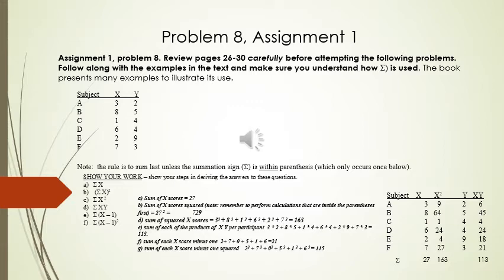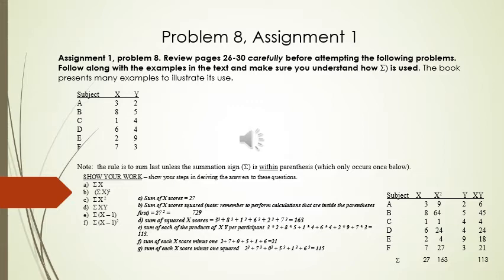Okay, so let's look at B. That is the sum of x, in parentheses, squared. That's telling you to sum the x scores, which you've already done. That's 27, and then we square that value. So 27 squared is 729.